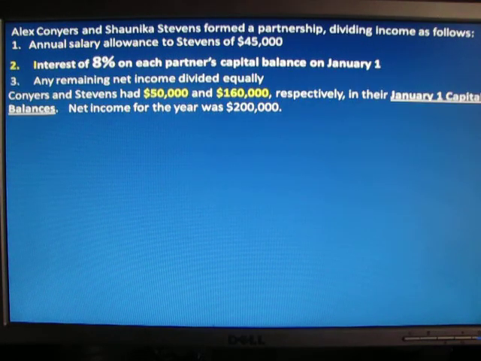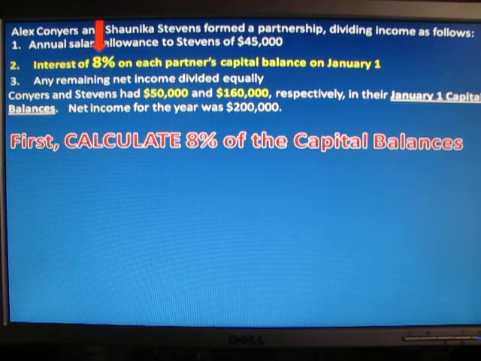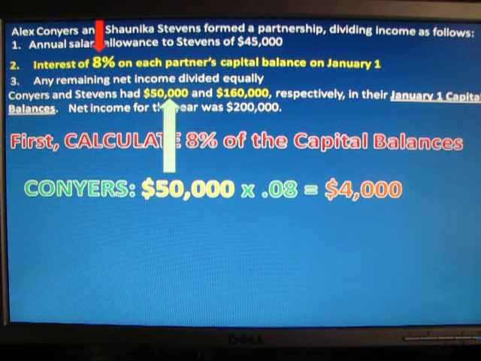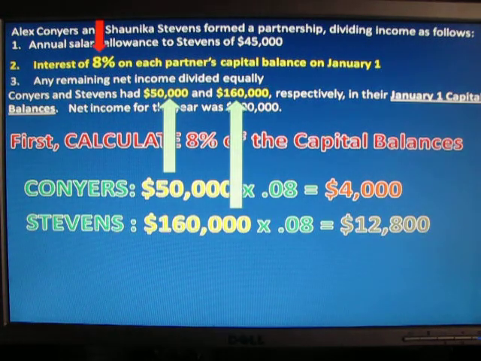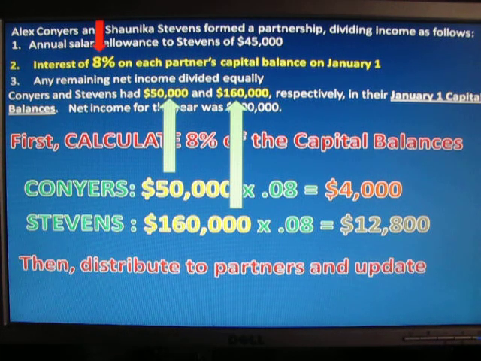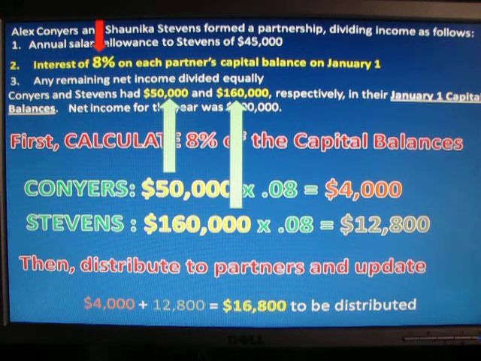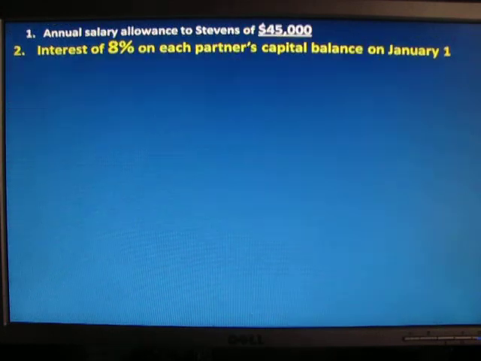The second point was interest of 8% on each partner's capital balance on January 1. So first, we have to calculate 8% of the capital balances. Conyers has a capital balance of $50,000, so we take 8% of that, and that gives us $4,000. We do the same with Stevens, except their capital balance is $160,000. Take 8% and you get $12,800. So we're going to distribute a total of $16,800 to the two partners based on their capital balances.